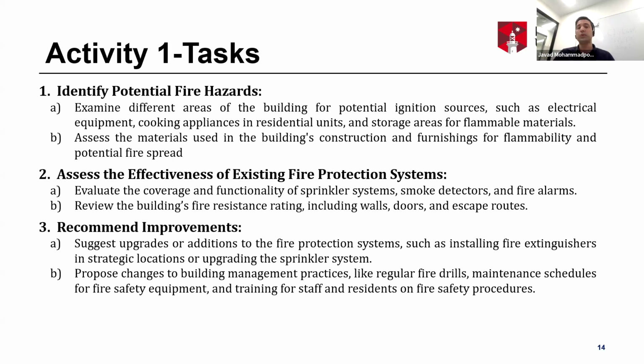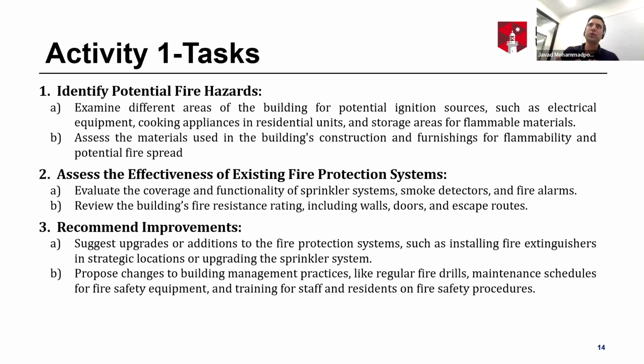How can you do that? In two sections. You can evaluate the coverage and functionality of the sprinkler system, smoke detectors, and fire alarms. If you have no idea about, for example, the sprinkler system, smoke detector, or fire alarm, I will explain them later, but I think most of you are familiar with these devices. Also you need to review the building fire resistance rating, including walls, doors, and the escape routes. So you identify the fire hazards, and you assess the effectiveness and efficiency of the fire protection system.